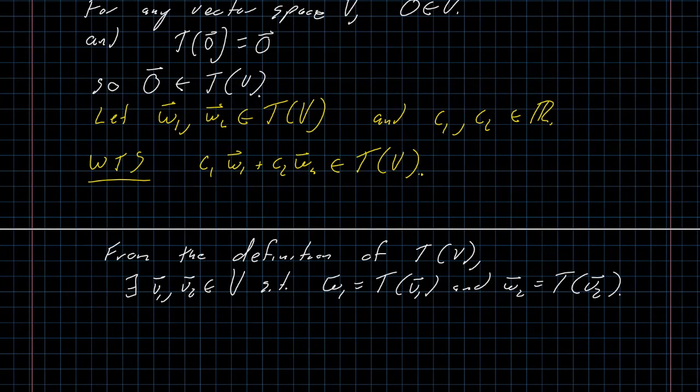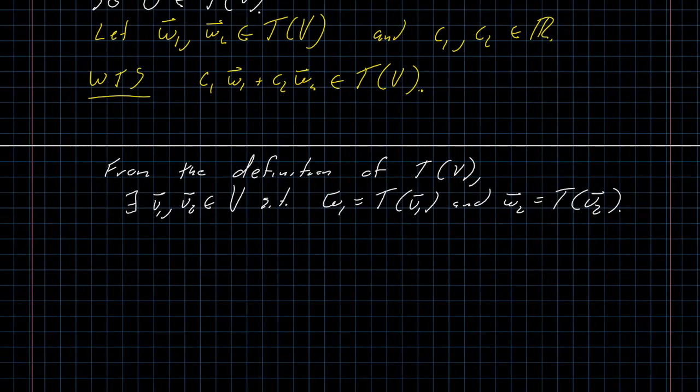Well, the definition of the range is vectors that come out of the linear transformation. So there must be a V1 and a V2 in the domain so that W1 is T of V1 and W2 is T of V2, right? That's the definition of the range. The range is the set of vectors that come out of performing linear transformations. So there must have been something we took a linear transformation of to get each of W1 and W2.